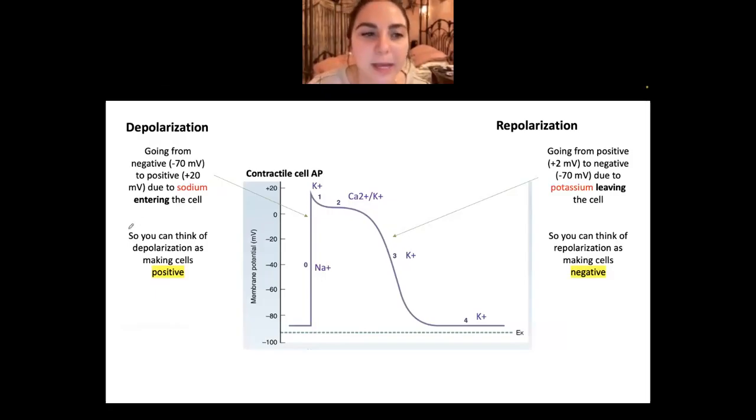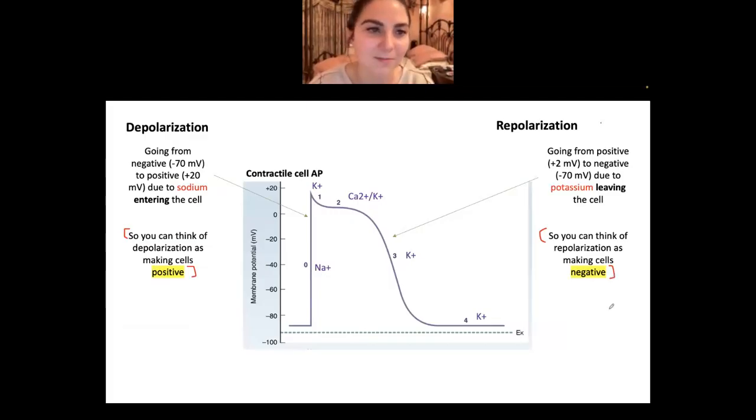How I explain depolarization in terms of EKGs: think of depolarization as making cells more positive. I'm making the cell more positive. That's what depolarization is. Repolarization is going from a positive value to a negative value, and this is because potassium leaves the cell. Now I'm at like a positive 2, and then I'm going to go back down to negative 90, negative 70, whatever. So think of repolarization as making cells more negative. With depolarization, we're making cells more positive. With repolarization, we're making cells more negative.